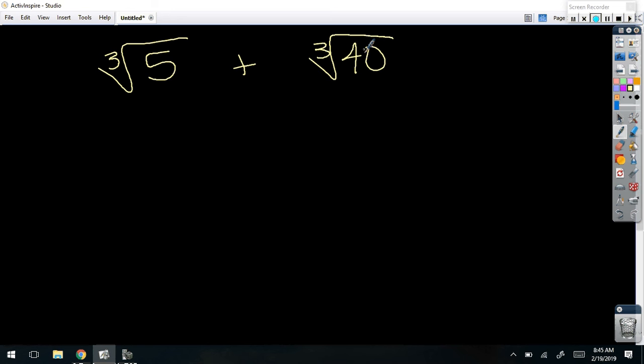So, does anybody see something I could do? Simplify. Remember how we simplified the square roots? We took out a perfect square. Well, since this is no longer square roots but cube roots, I can see if I can split it up with a perfect cube.